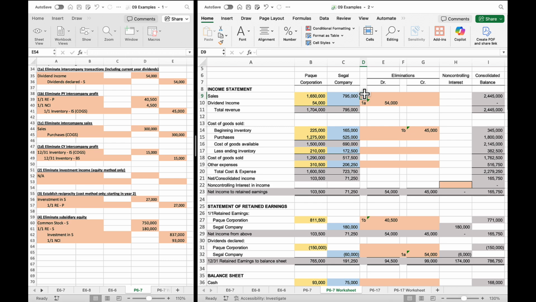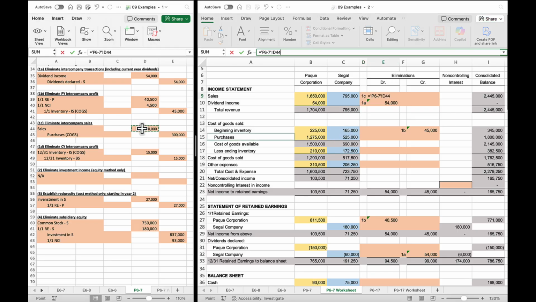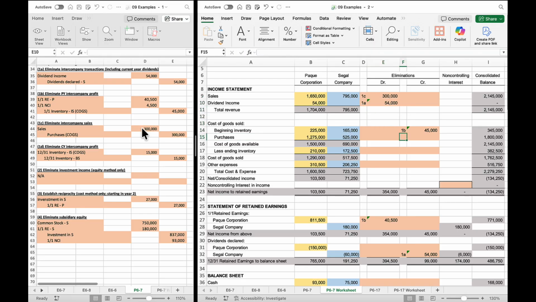Now, the interesting thing about this one is it's going to be an entry that corrects our sales line and our cost of goods sold line, but it's going to have no effect on the bottom line. So we're just trying to fix some inflated line items, but it doesn't actually affect net income. So we're going to debit sales for $300,000. And we're going to credit purchases for the same amount. And so what you should see is, again, our bottom line is exactly the same as it was before, but our sales number is smaller and our cost of goods sold number is smaller.